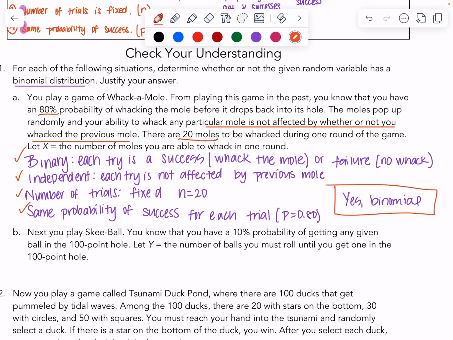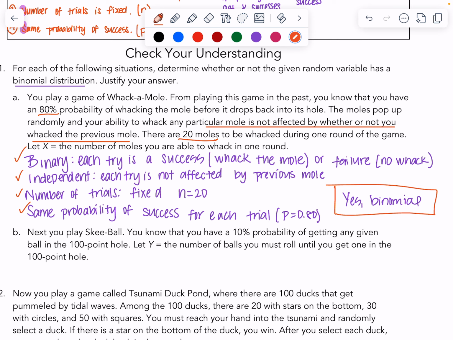Next, you play skee ball. You know that you have a 10% probability of getting any given ball in the 100-point hole. Let y equal the number of balls you must roll until you get 1 in the 100-point hole. So if we go through and check our conditions, I'm just going to talk through them. Binary is we have a success and a failure. So the success is going to be that you get the ball in the 100-point hole, and the failure is going to be that you don't.